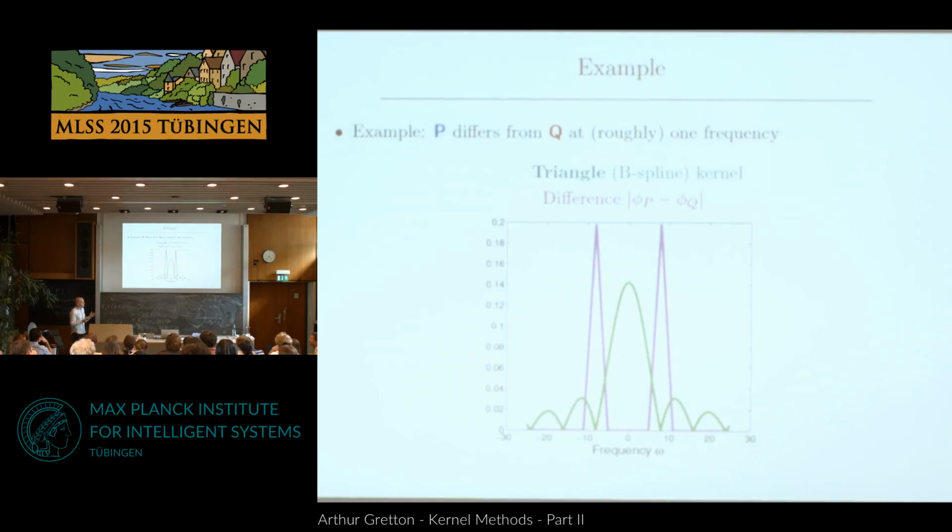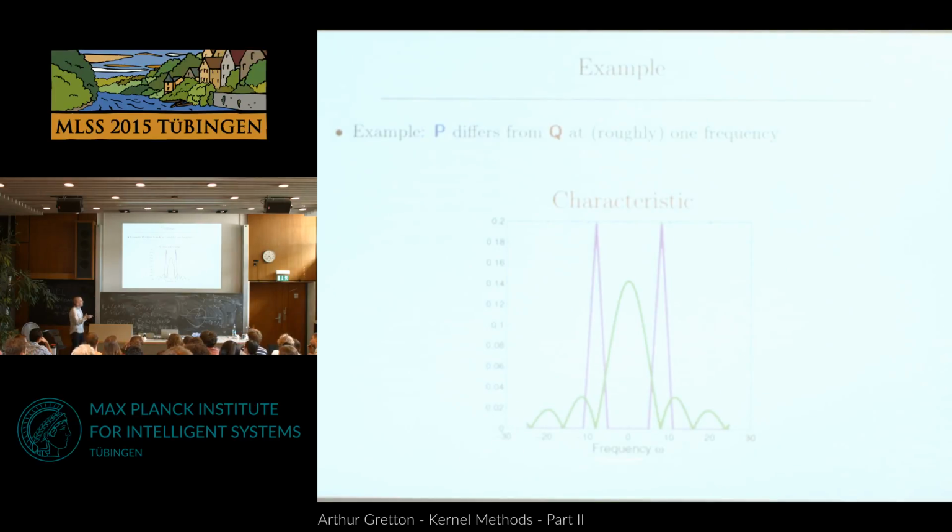So now my question would be, can I construct P and Q whose Fourier transforms differ only on a countable set? So only at the places where this Fourier transform of my kernel is 0. And it turns out that's impossible. So basically, my witch's hat kernel was not characteristic on my periodic domain, but it is characteristic on RD.